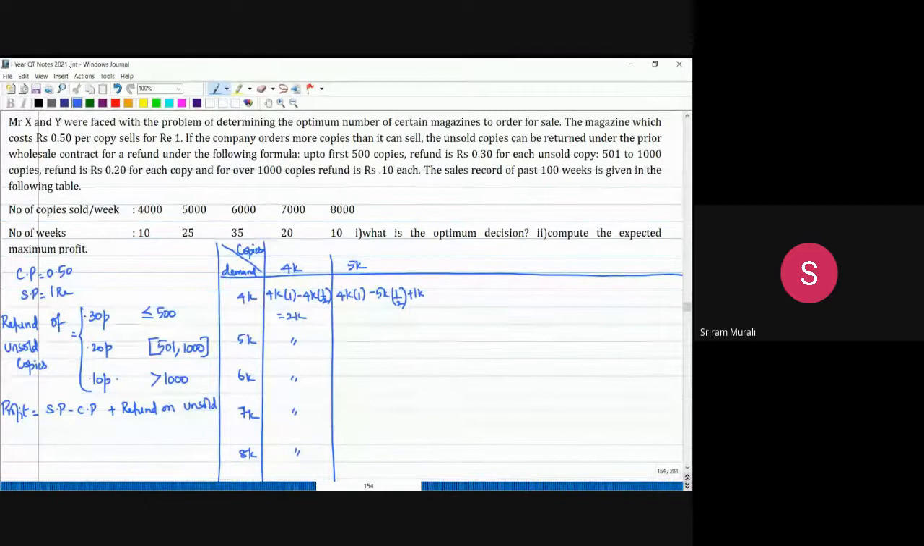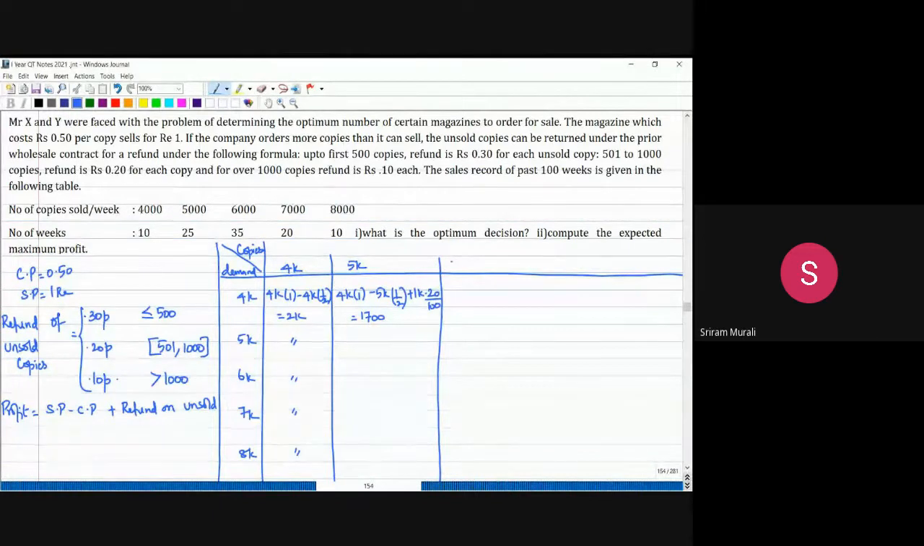5,000 copies I purchased. Demand is 4,000. Left out how much? Okay, sir. 1000 into 20 by 100. I mean 20 paise. The 20 paise I did like this. 1K into 20 by 100. So this is 1700. In the same way I should do for the other.